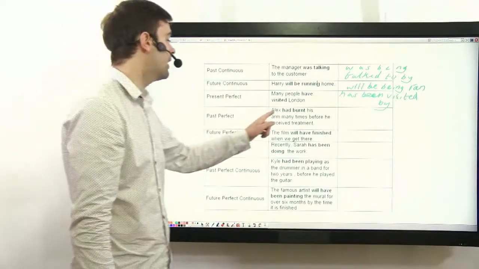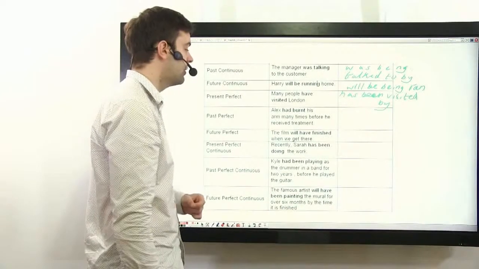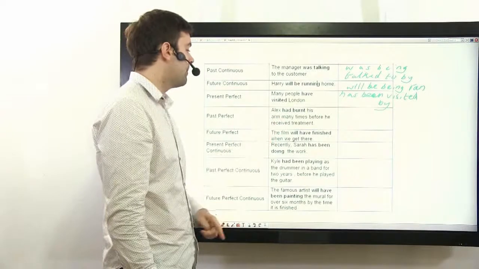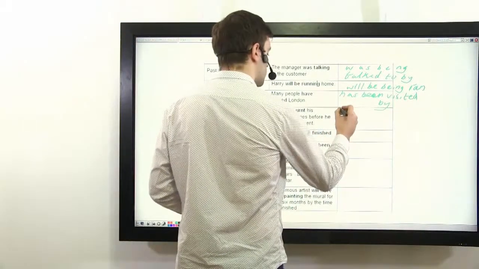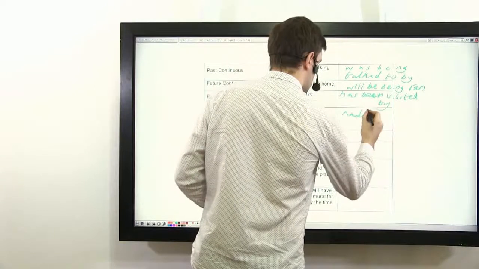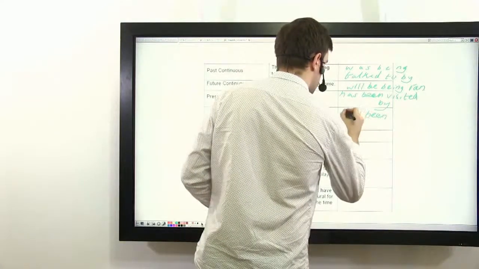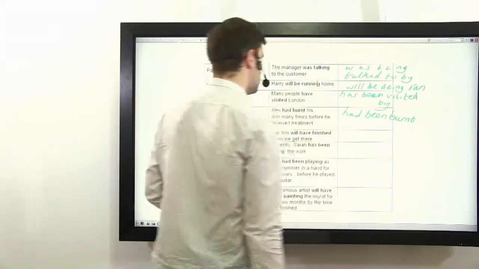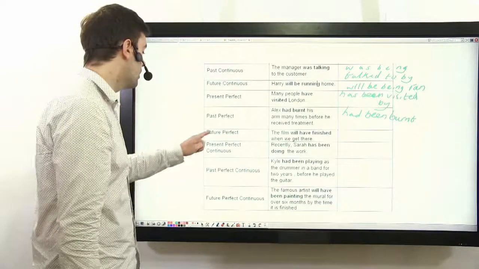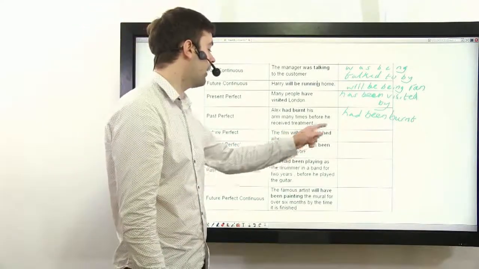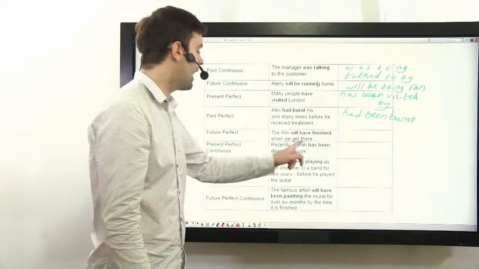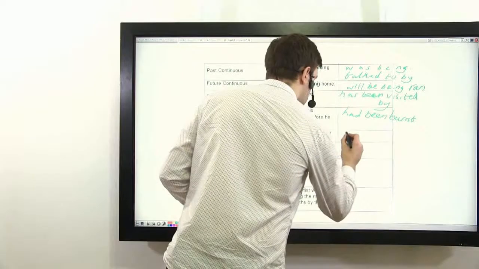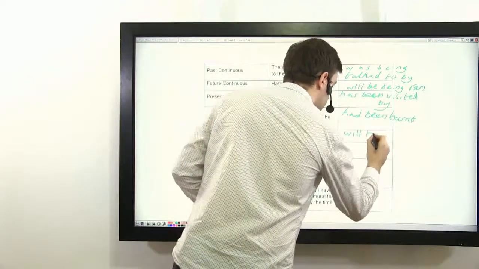Past perfect. Alex had burnt his arm many times before he received treatment. So Alex's arm had been burnt. So had been burnt. Future perfect. The film will have finished when we get there. When we get there, the film will have been finished.